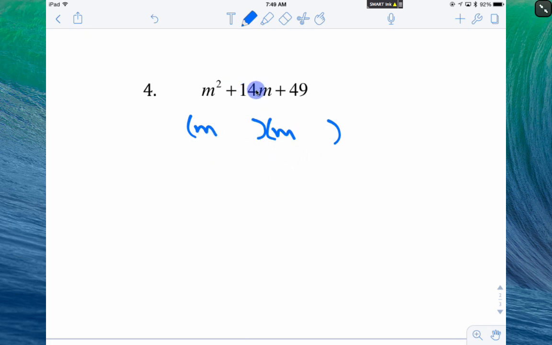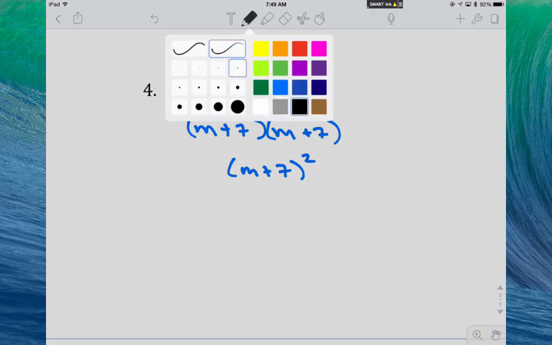So when we multiply these, we get 14m. What 2 numbers multiply to 49, but also add to 14? Positive 7 and positive 7. So in fact, this also happens to be a perfect square trinomial. Note that this one, we can classify it as both a nice quadratic with leading coefficient 1 and a perfect square trinomial. Sometimes that happens. Use whatever strategy you want. All right, moving on.